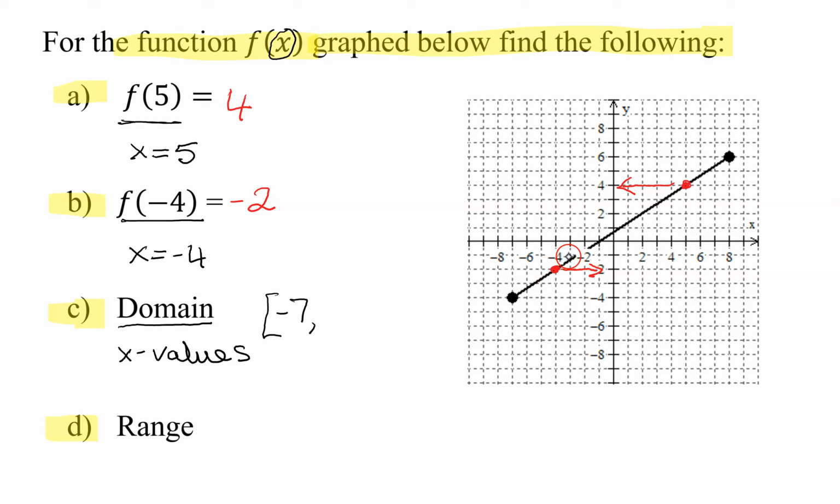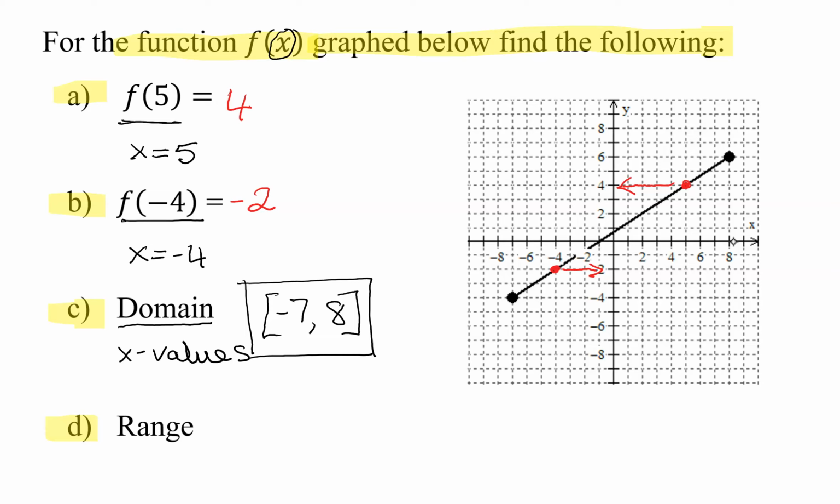Then my graph keeps going to the right. X values keep getting bigger, but it stops at this point here. And what's the coordinates of that point? X equals 8. And since there's a point where x equals 8, I put a square bracket on that. So my domain is negative 7 to 8, including both of the endpoints.